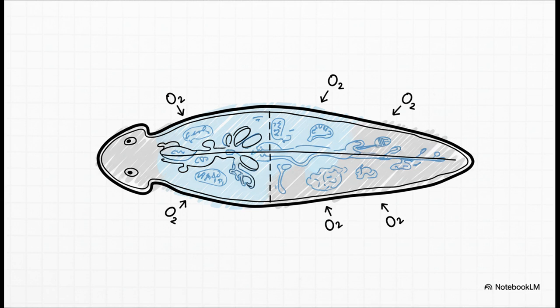And 3, they have a third layer of cells, the mesoderm, which is the crucial middle layer that lets you build things like muscle and complex organs. Oh, and being flat, that's just a clever way to get oxygen without needing lungs.